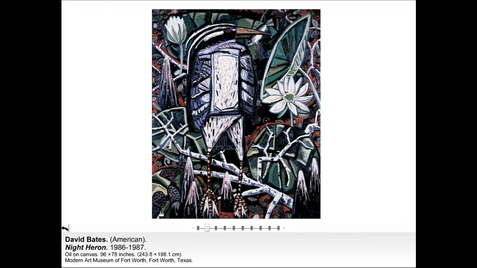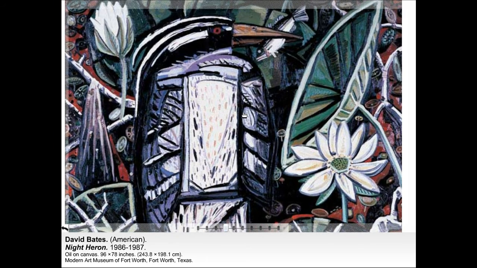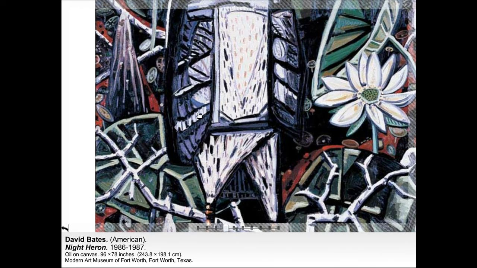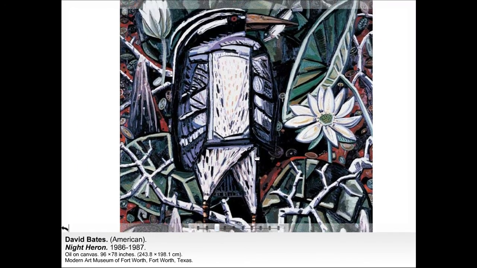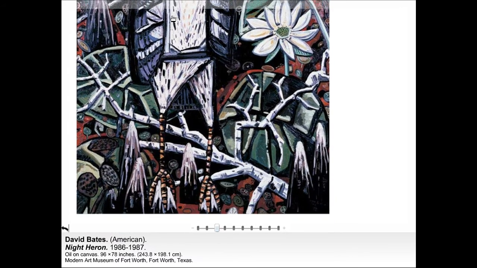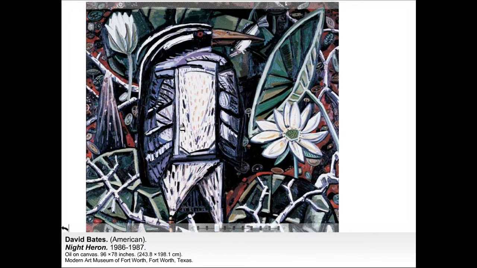And this one is called Night Heron. Heron is a type of bird. Another American artist, painted in 1986 and 1987. And if you look closely, you can see that here's his beak and his head and its wing. This is an abstract. Abstract means it doesn't look exactly like a photograph, but you can tell that it's a bird, so it's an abstracted view of a bird. Lots of different lines, lots of different textures. Very interesting.